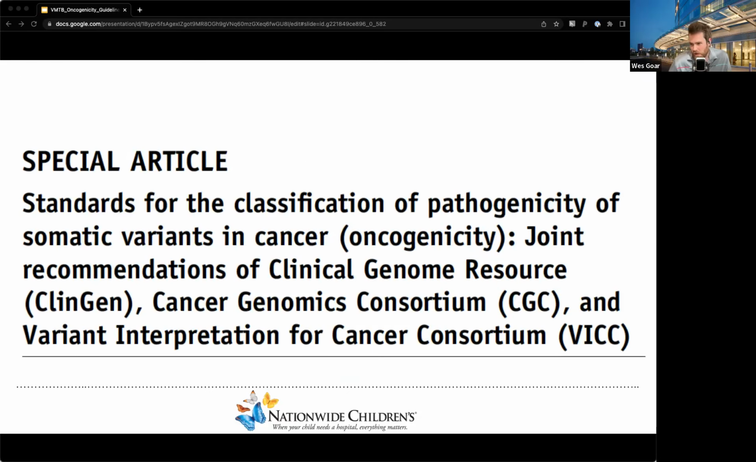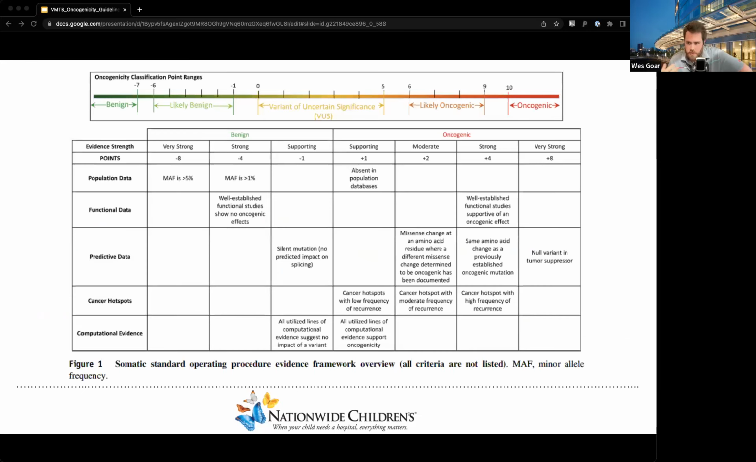And so one of those two frameworks that's feeding into VarCat is what we're going to talk about today, which is the ClinGen CGC VICC Oncogenicity guidelines. And I'm sure you're all familiar with them, but let's just review. These guidelines closely mirror the 2017 ACMG guidelines for variant pathogenicity. So you're all probably intimately familiar with this table.